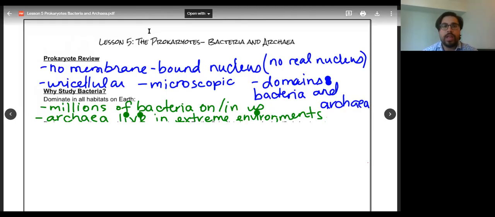So the key component here that I want to discuss with regards to prokaryotes is the main structural differences from eukaryotes. So just as a review from what you've learned in grade 9 biology or grade 9 science, prokaryotes are never going to have a membrane-bound nucleus, meaning there's no actual functional nucleus like there is in eukaryotes. They will always be unicellular microscopic organisms, and they encompass the domain of bacteria or eubacteria and archaea or euarchaea.